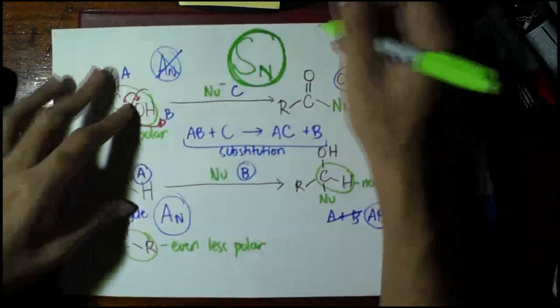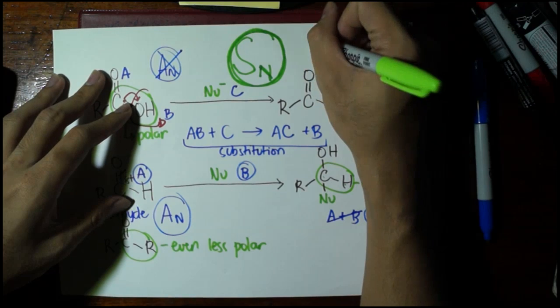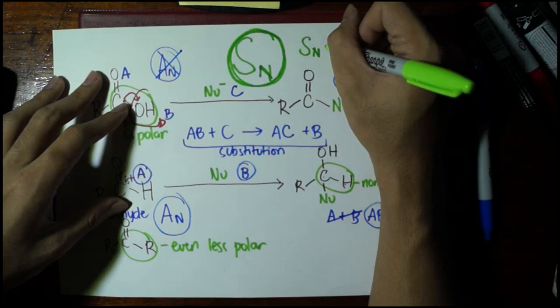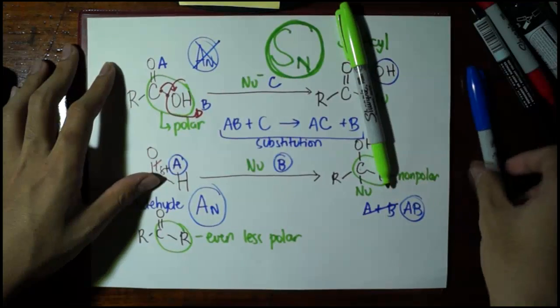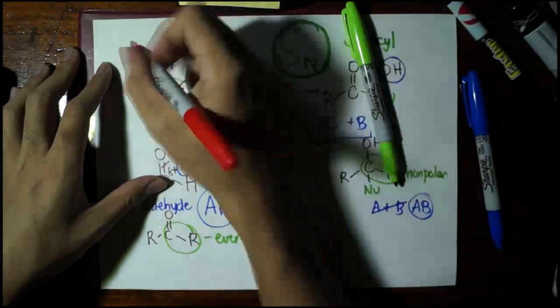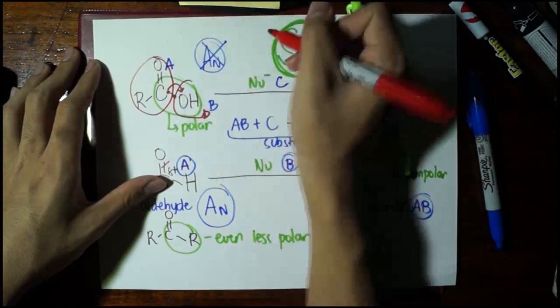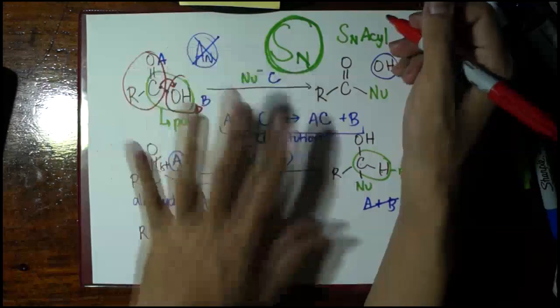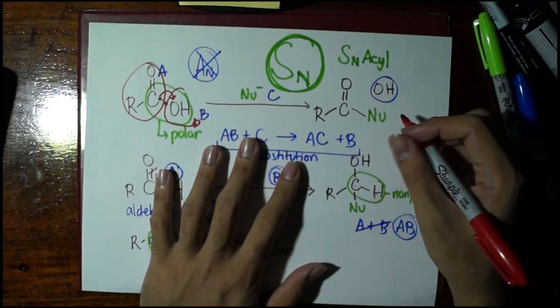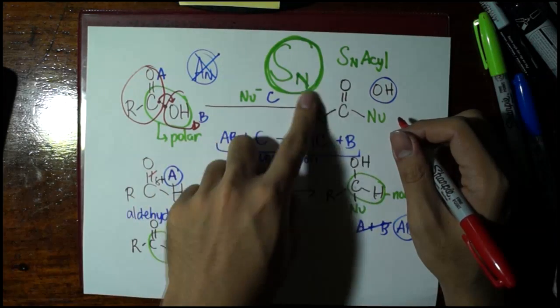And people or books further classify or name the SN of carboxylic acids as acyl, because it is true that you call this group here the acyl group. So you could say that this is acyl nucleophilic substitution, but that's just for formality's sake. But then again, remember this.